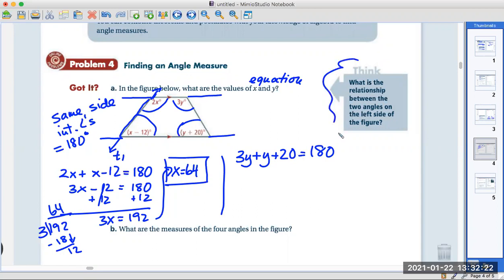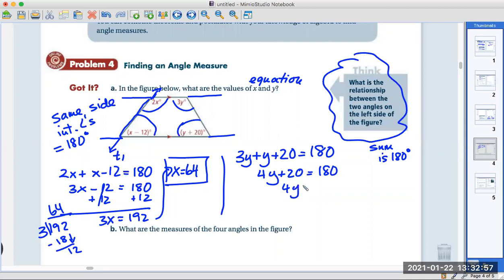Oh, let's answer this. What is the relationship between the two angles on the left side? They're called same side, or let's just say sum is 180, make it short. So that's why we can say this. Okay, 3y plus 1y is 4y plus 20 is equal to 180. I'm going to skip a step and do this in my head. You can do that. Subtract 20, divide by 4.